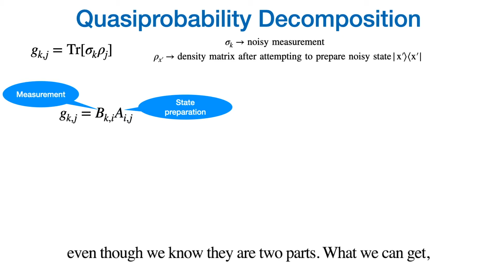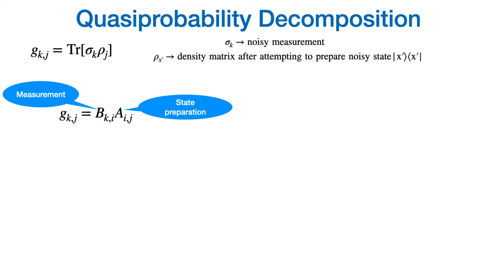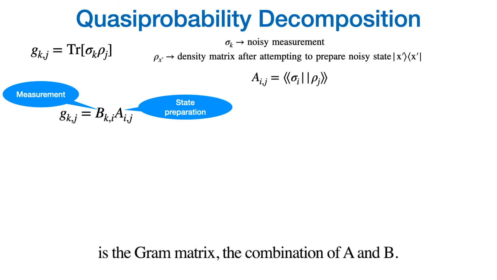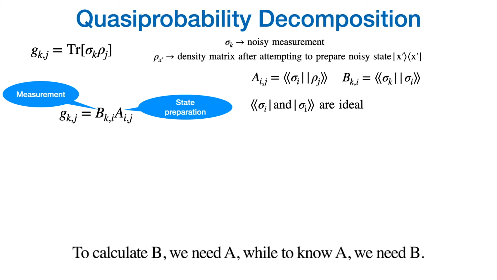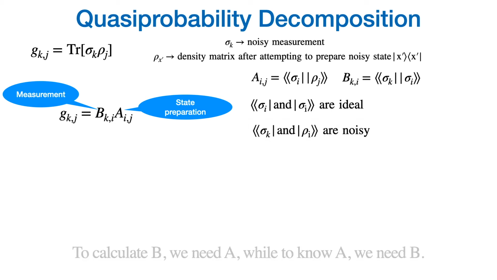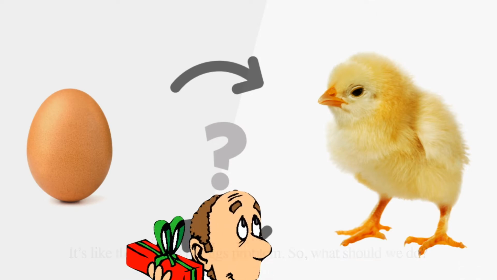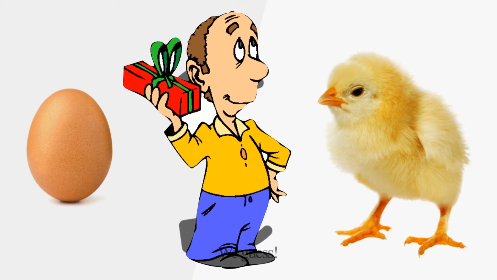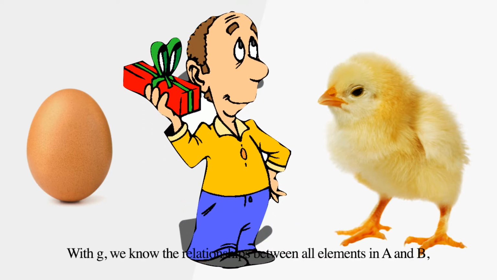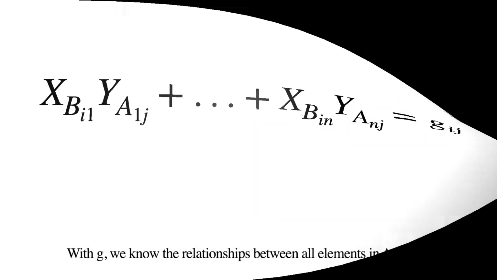there are two parts. What we can get is the Gram matrix, the combination of A and B. To calculate B, we need A, while to know A, we need B. It's like the chicken or egg problem. So, what should we do? We guess. With G, we know the relationships between our elements in A and B.